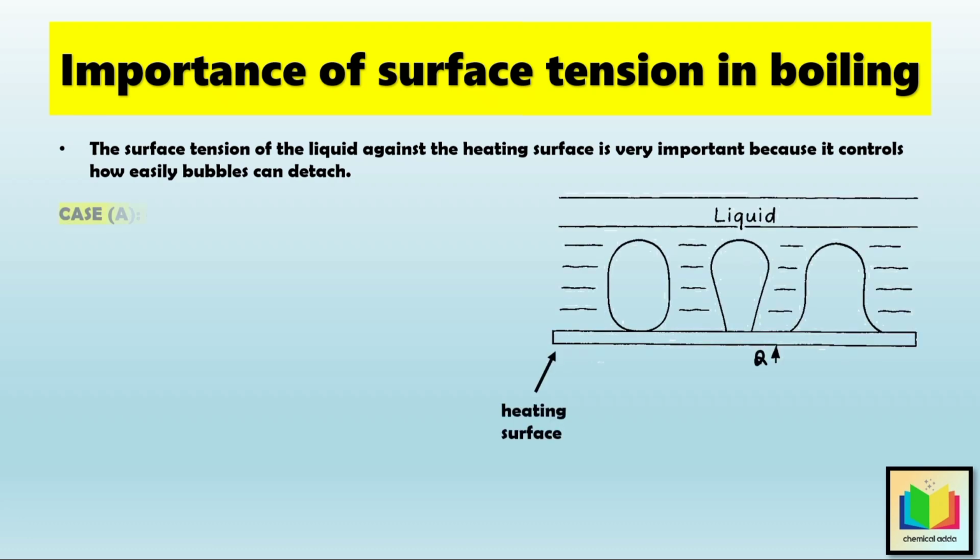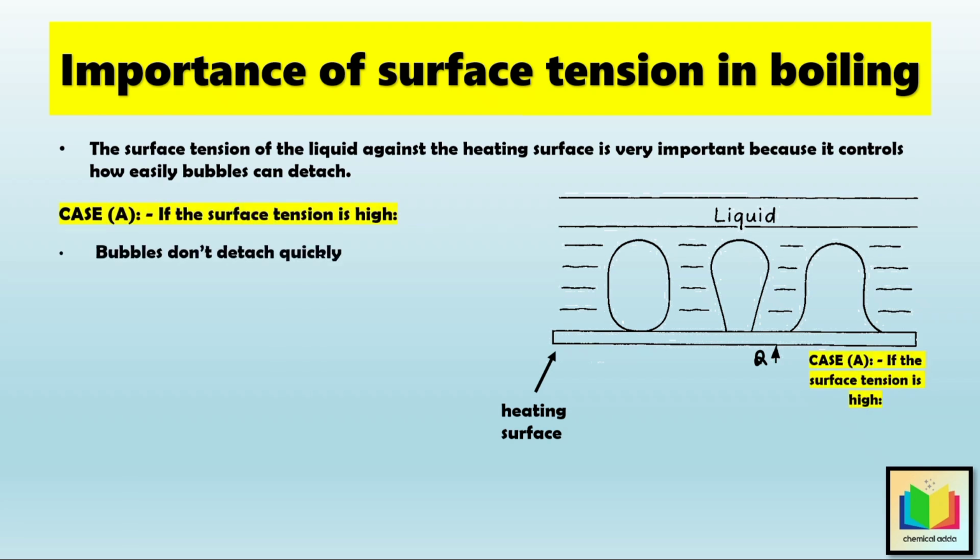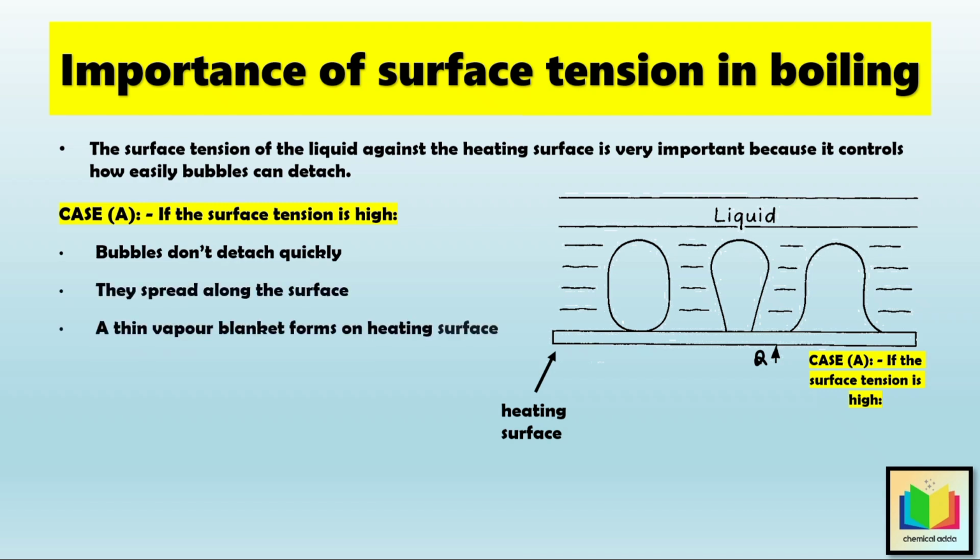The first case is if the surface tension is high. When surface tension is high, bubbles don't come off quickly. Instead, they spread out along the surface and form a thin vapor blanket. This blanket covers the heating surface and blocks fresh liquid from touching it, so the heat transfer becomes poor.